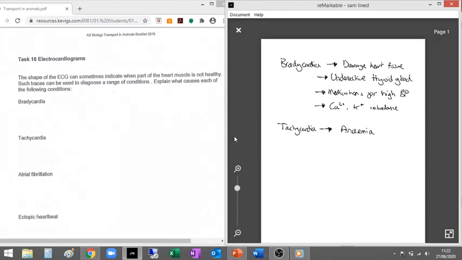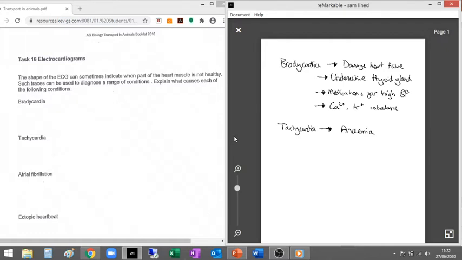Because if the heartbeat's faster, right, your blood might have less hemoglobin, less oxygen, but if it's getting to the cells quicker, you might still be able to supply enough to meet your metabolic demand. So people who are anemic can suffer. That is a cause of tachycardia.